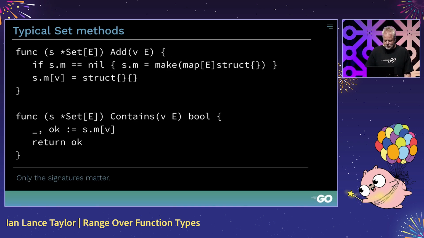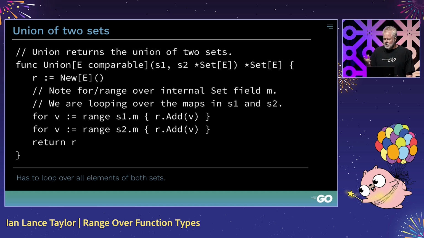Naturally, a set type has a way to add elements and a way to check whether elements are present. The details here don't matter for this talk. And we'll want a way to make a union of two sets, and so forth. And by the way, I'm not claiming this is the best way to write a set type. It's just an example for the talk.